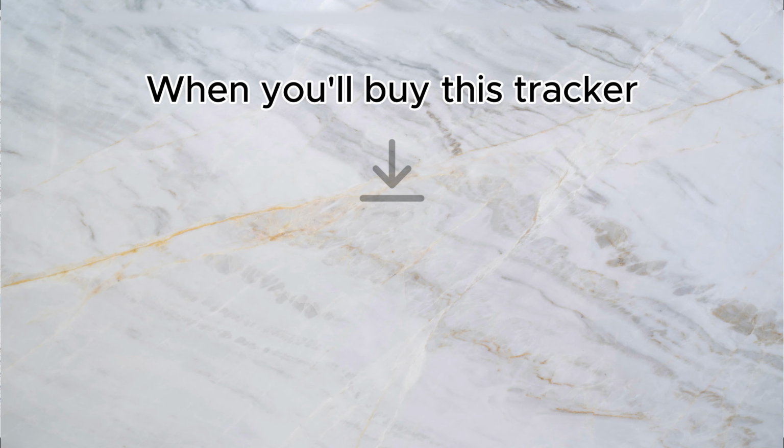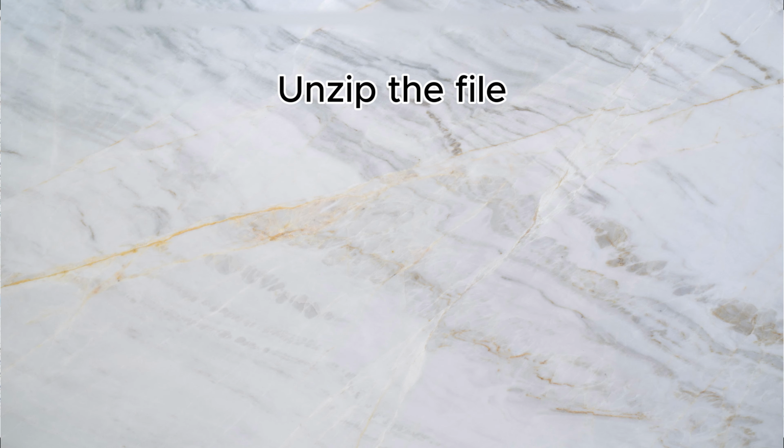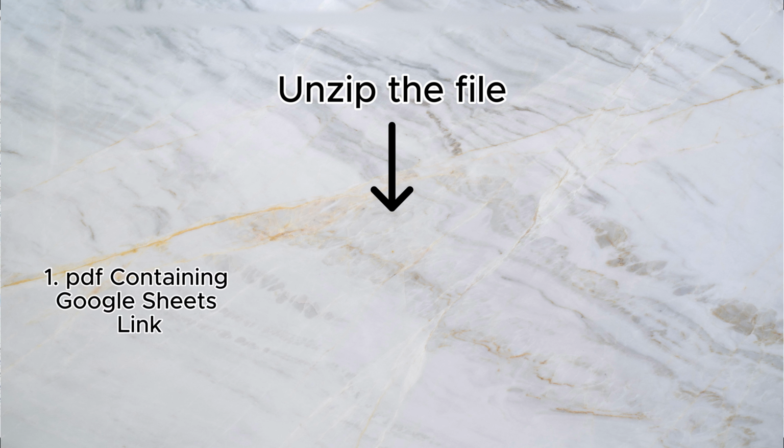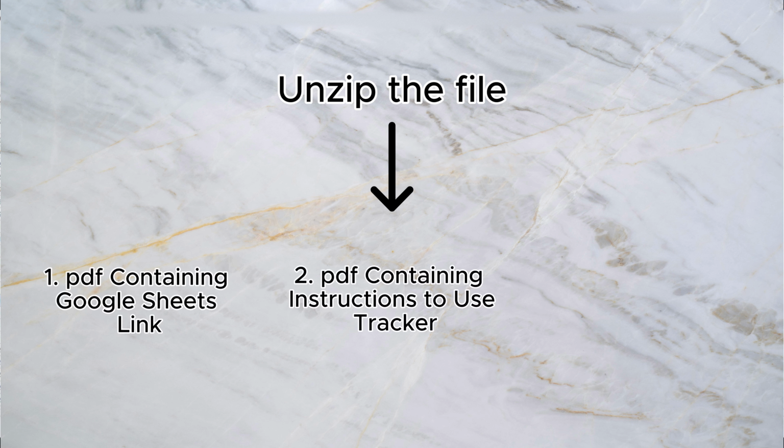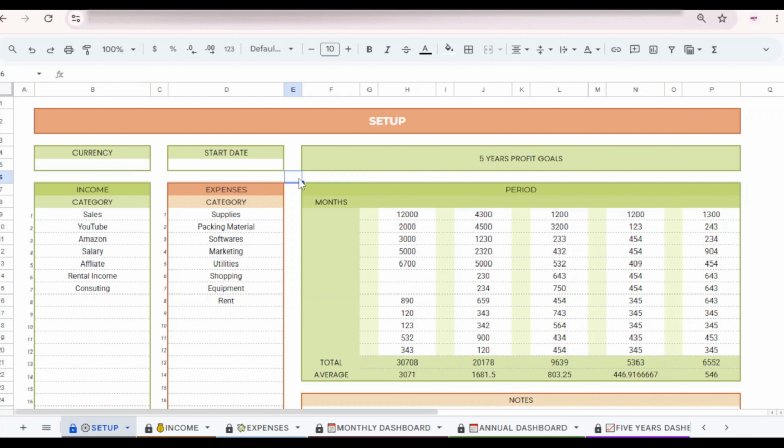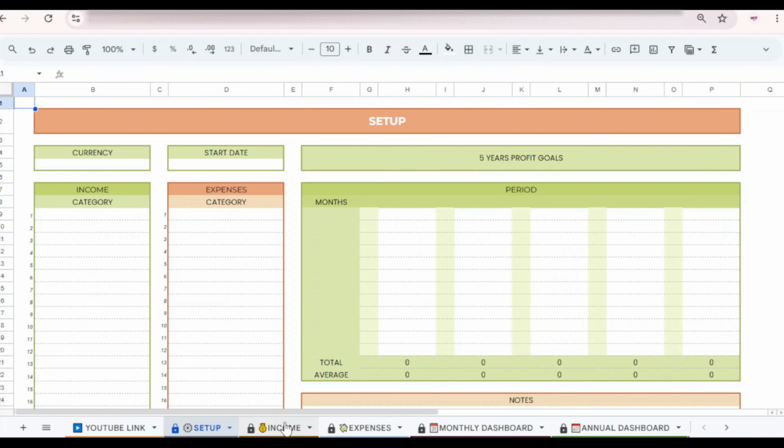When you buy this tracker, you will find a zip file. The first thing you have to do is unzip that file, and you will find three files inside. One is a PDF containing the Google Sheets link. One is a PDF containing the instructions on how to use this tracker. And the third file is for Microsoft Excel. When you buy this tracker, it will look like this.